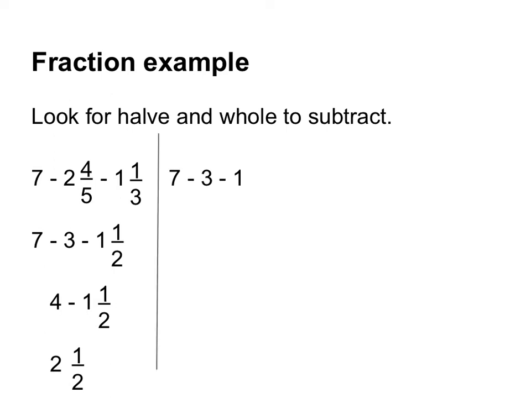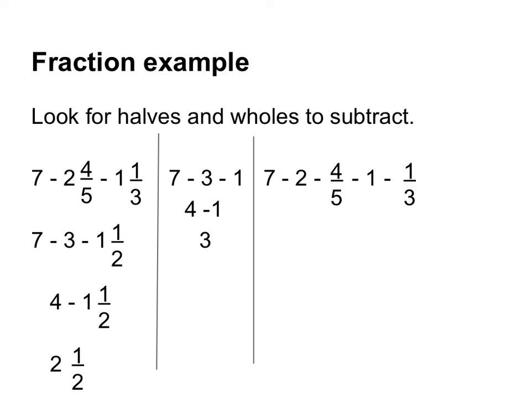Or maybe we say 7 minus 2 4/5 is almost 3, and then 1 1/3 is almost 1. So 7 minus 3 is 4, minus 1 is 3. Another good estimate of this particular equation.